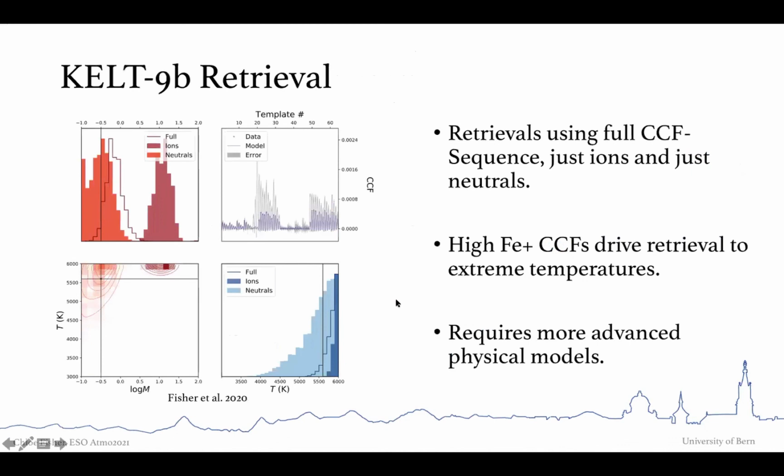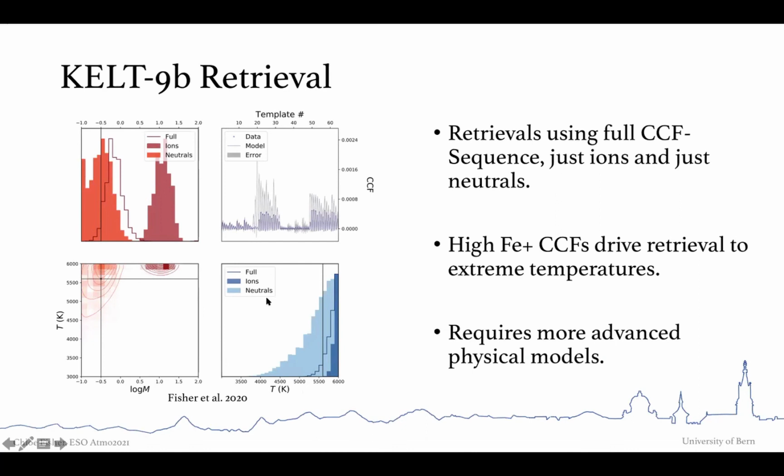So this is the retrieval on the actual Kelt-9b data. So we ran a few different retrievals. One of them uses the whole CCF sequence. So that's the full retrieval. And then we also tried chopping it up into just the ions and just the neutral species to see how that changes things. So if you look at the full retrieval, which is the lines, you can see that the temperature is being pushed up right against the prior, which is not great for a retrieval. But when you compare it to the one where you just use the neutrals, you see it's also quite close to the prior, but at least you have more values.